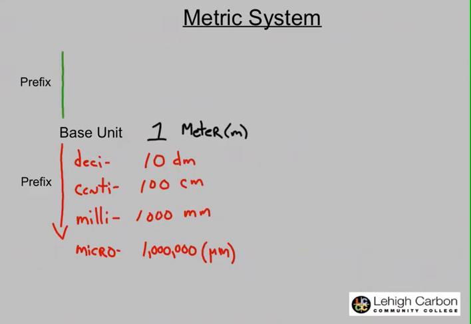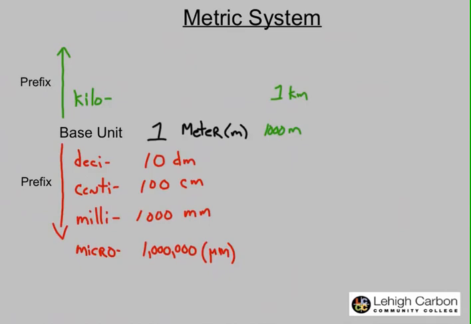Now, the same thing happens if you increase from the base unit. Essentially, you have prefixes that represent larger numbers. Again, going along with the factors of 10, the most common unit you'll come across as you get larger is the kilo. There's 1 kilometer, but there are 1,000 meters in a kilometer.